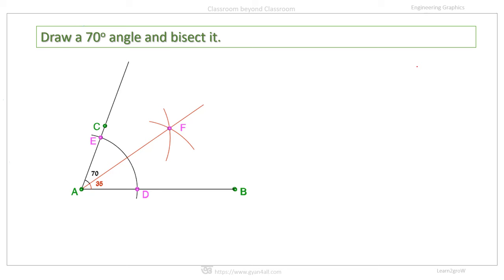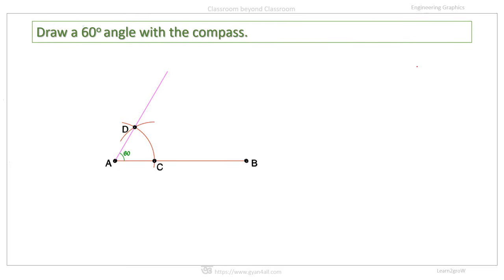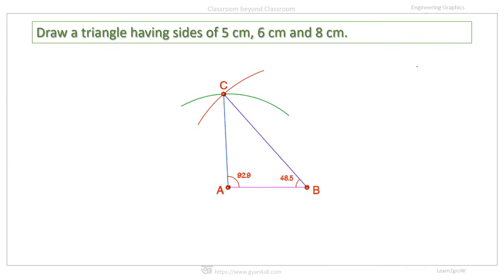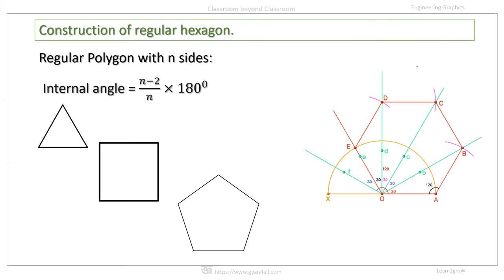We will also draw a 70 degree angle and bisect it by using a compass only. We will also construct a 60 degree angle with the help of compass and scale, and we'll divide a circle into an equal number of parts. In our example, we'll divide the circle into 12 equal parts. We'll draw a triangle with the help of compass and scale, where the measurements of the sides are given as 5 cm, 6 cm and 8 cm. And we'll also construct a regular hexagon with the given dimensions of the sides.